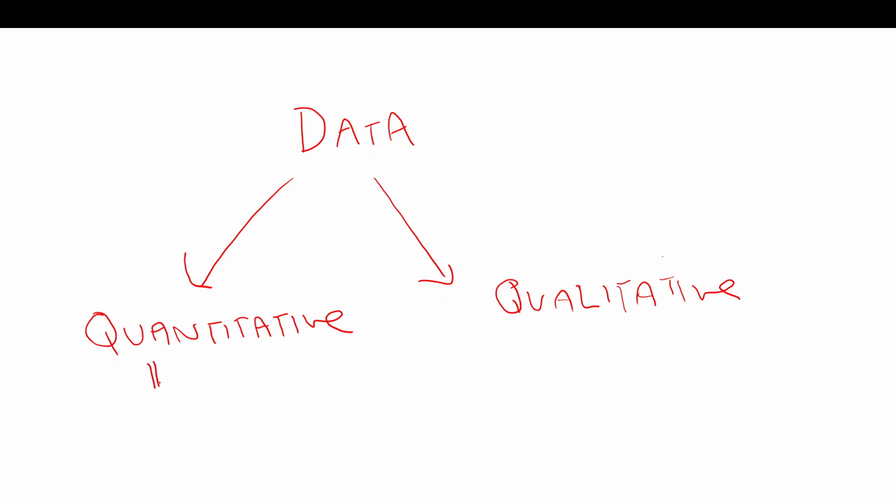Quantitative data, this is your numbers. We're quantifying things. Qualitative data is non-numeric for the most part. It can be numeric in the sense of an address or a football jersey number, but we're not really quantifying something with qualitative data. So quantitative data can be referred to as discrete or continuous.